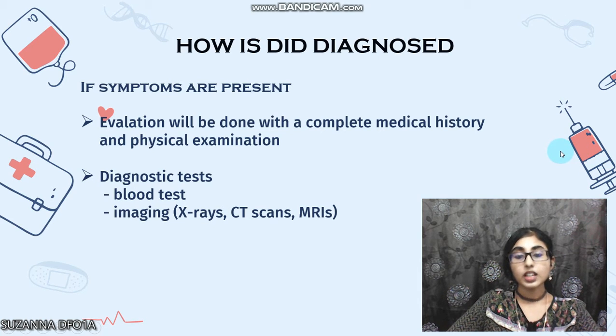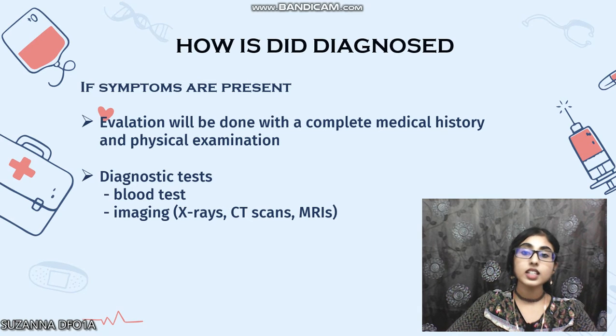Do you know how DID is diagnosed? Let me tell you. If symptoms are present, an evaluation will be done with a complete medical history and physical examination. Although no laboratory test can diagnose DID medically, a variety of diagnostic tests such as blood tests or imaging, X-ray, CT scan or MRIs can be used to rule out the physical illness and medication side effect.